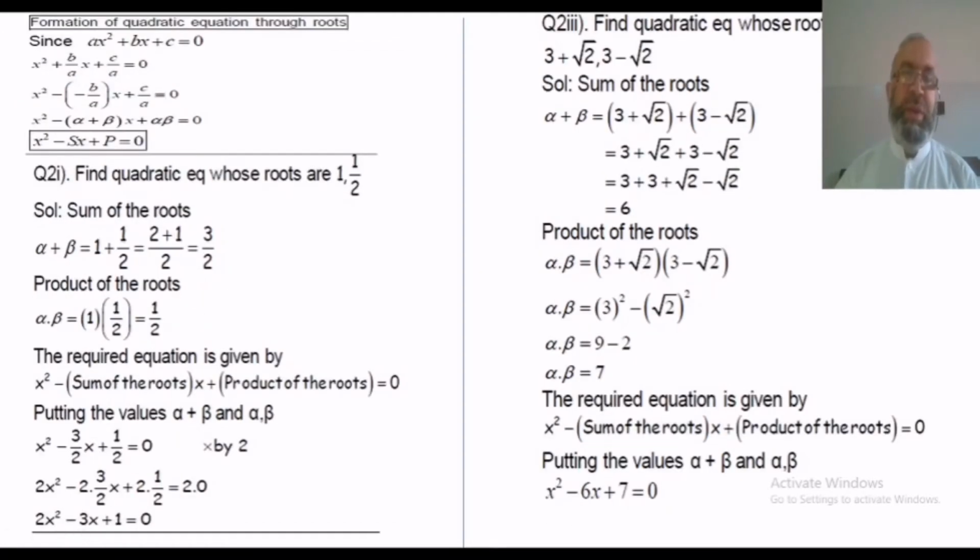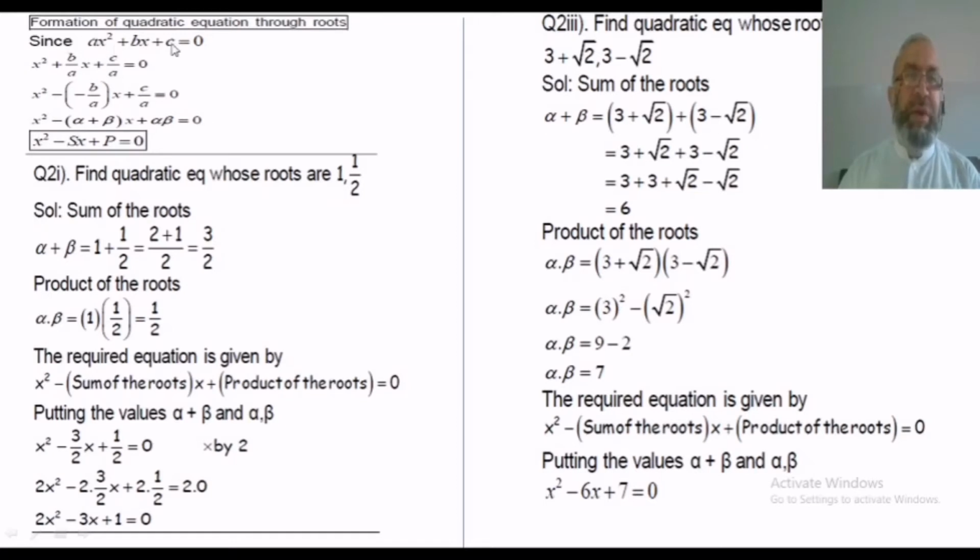Now come to the next topic, formation of a quadratic equation through roots. In the beginning of this chapter we were finding the roots of the given quadratic equation. Now the roots are given, and we have to form a quadratic equation. So for the formation of a quadratic equation we have this form. We prove a relation which is the formation of the quadratic equation through roots. So if the roots are given, we use this formula.